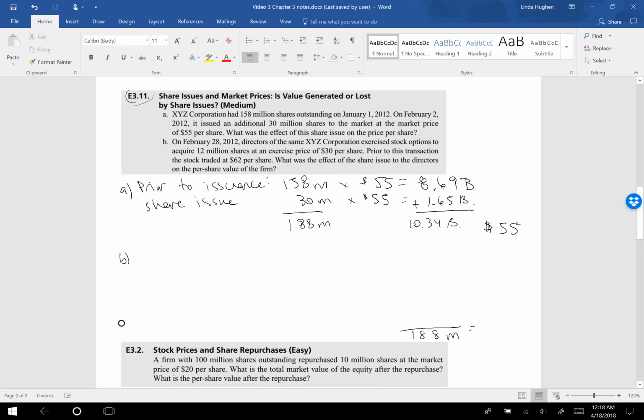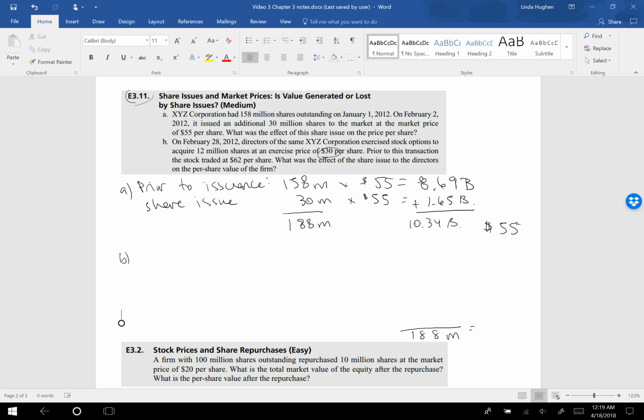On February 28, 2012, the directors of the same company exercised stock options, which allowed them to acquire 12 million shares at an exercise price of $30 per share. So here's where this problem differs. We are now allowing some of the directors of the firm to buy shares way below the market price. Why did we do this? We gave them an incentive to work hard and increase the price of the stock. And now that the stock price is higher than the exercise price, they are exercising their options and buying the stock quite cheaply. Prior to the transaction, the stock traded at $62 per share.